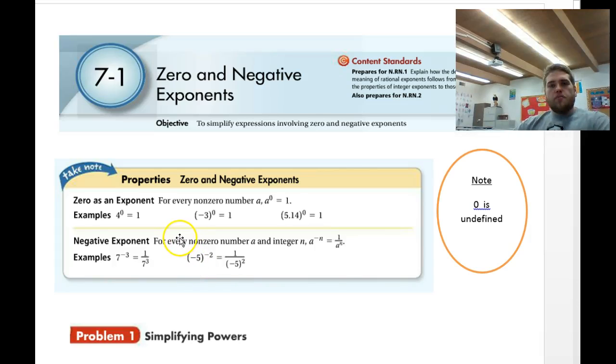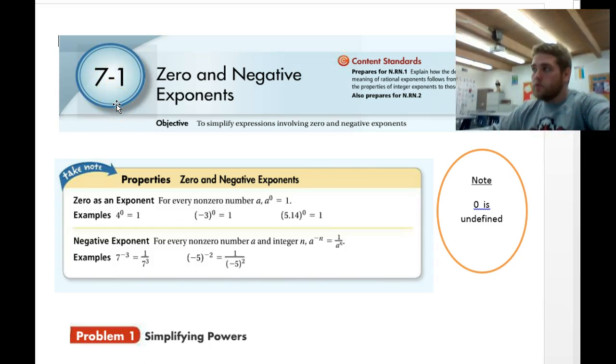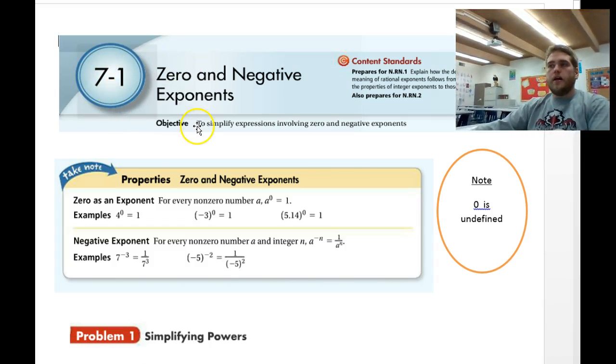Hey guys, this is Chapter 7 notes, and in Chapter 7 we're just dealing with exponents. Let me fix this real quick. There we go. Okay, so Chapter 7 is all about exponents. In 7.1, 7.2, 7.3, 7.4, it's pretty much the same thing over and over again. So it's really important that you get 7.1, so that we can keep doing all this stuff.